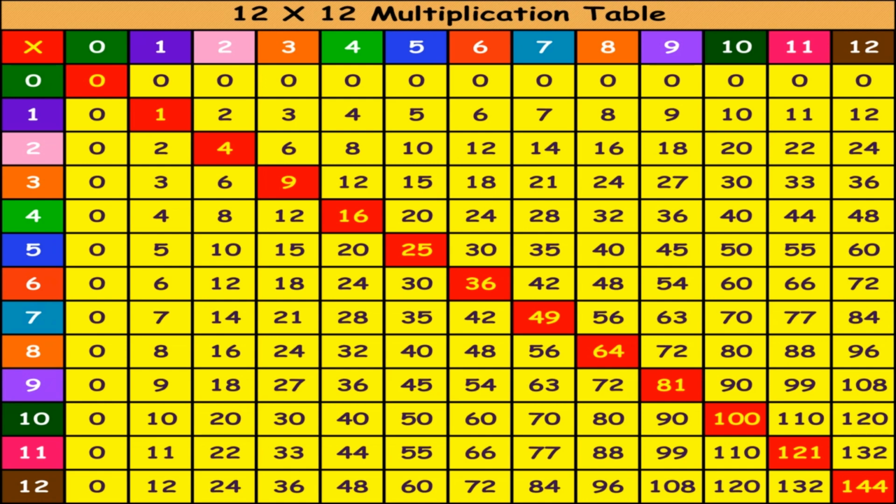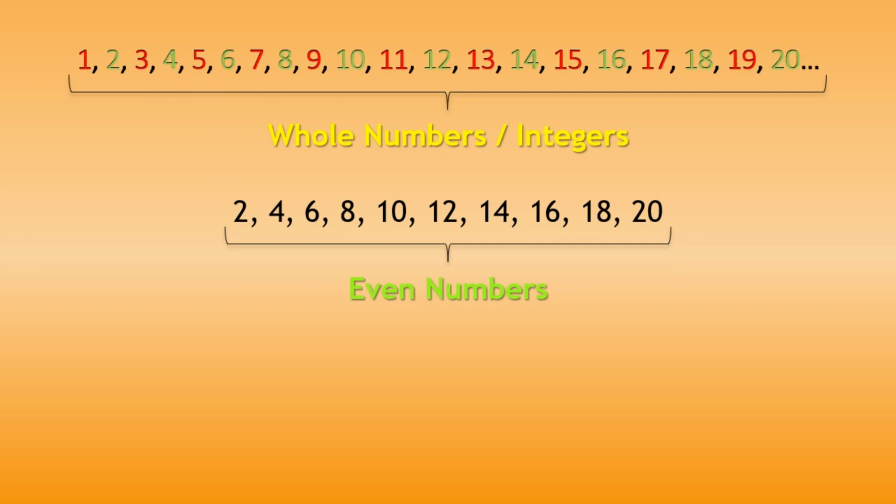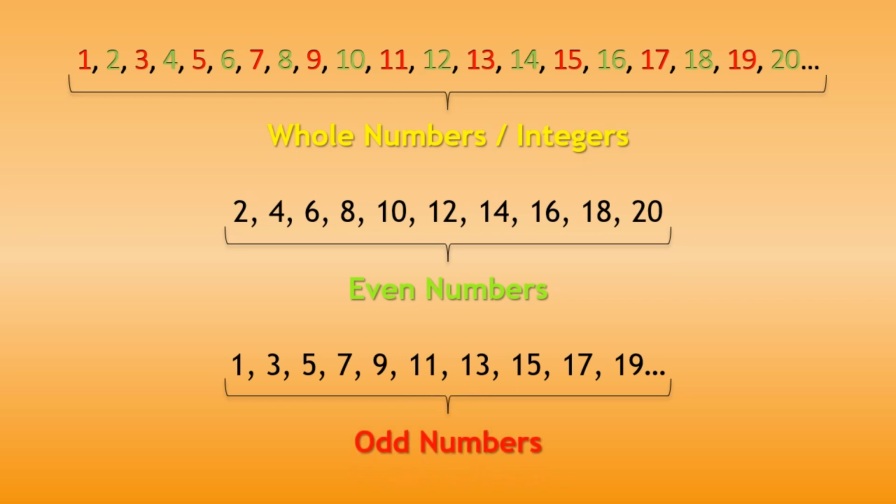by itself. Whole numbers are multiples of 1, while multiples of 2 are called even numbers. Now, if you take the even numbers out of the whole numbers here, you will be left with odd numbers, which is simply any number that cannot be divided by 2.